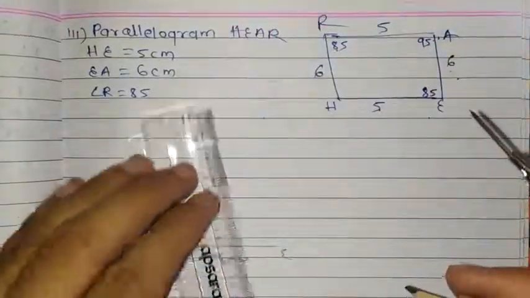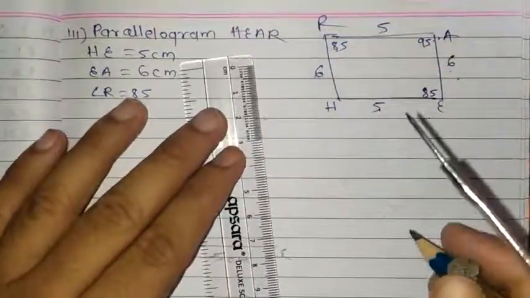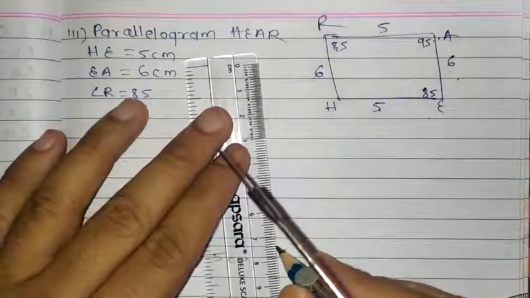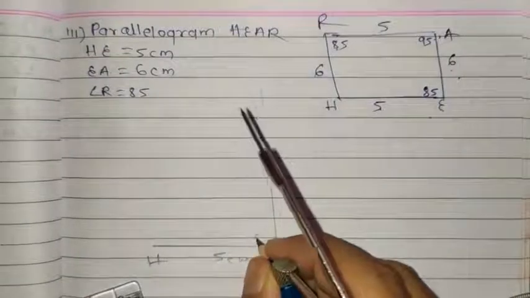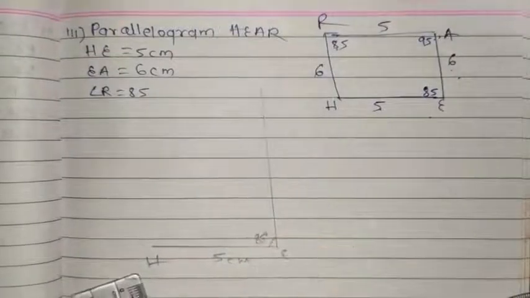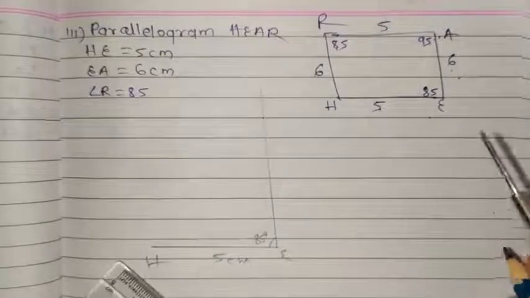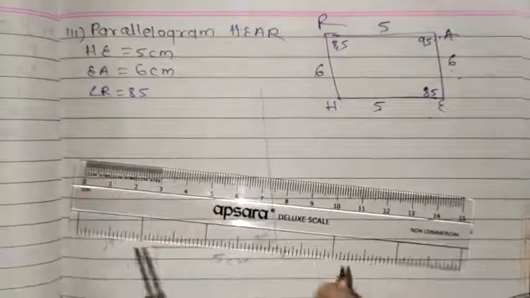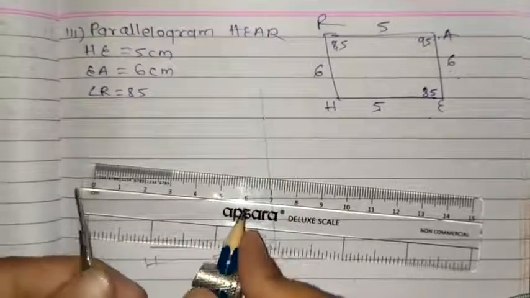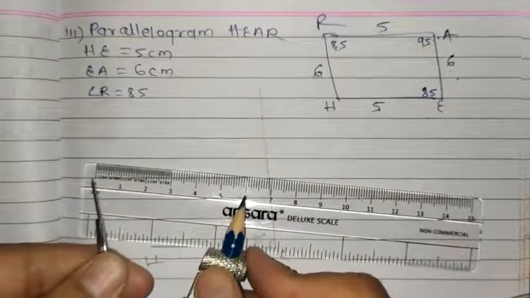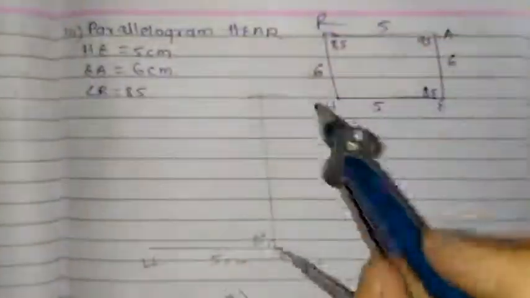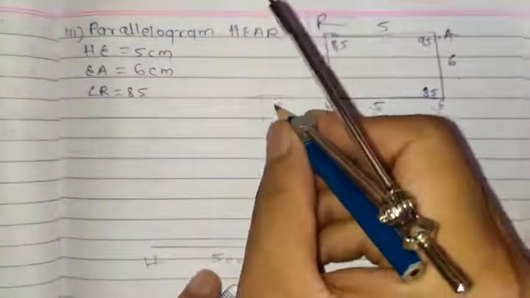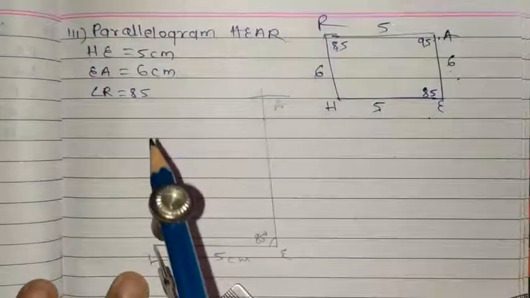So here you make a straight line. So here we got the angle 85 degree. Now according to the question, this EA is given 6 centimeter. So by using the compass you can decide that this is 6 centimeter. So finally here we got A.